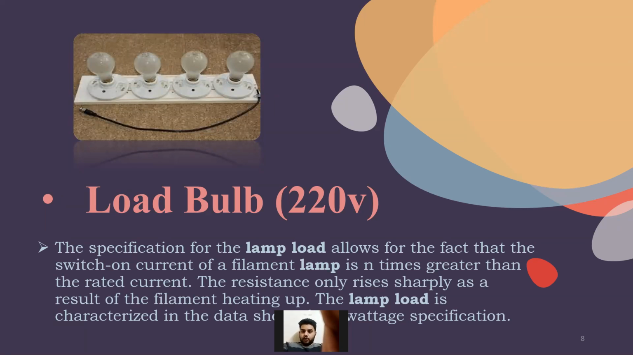The specification for the load lamp allows for the fact that the switch on current of a filament lamp is 10 times greater than the rated current. The resistance only rises sharply as a result of the filament heating up. The lamp load is characterized in datasheets by wattage specification.